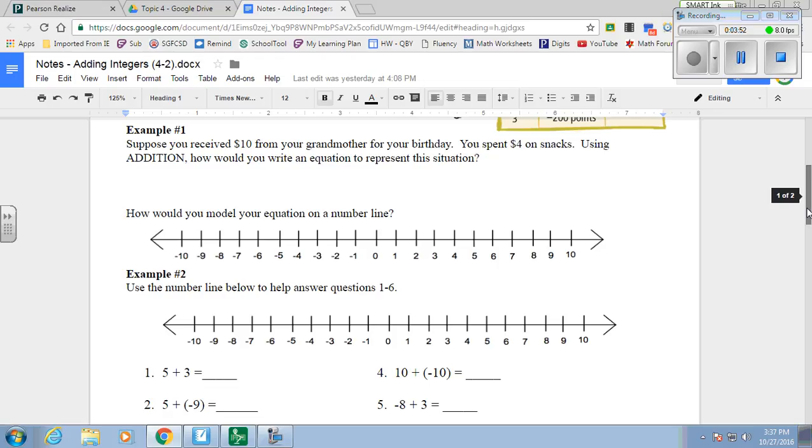So I'm just going to be clear here. This is wrong. That's not what we're looking for here. So go ahead and rewrite that as addition.